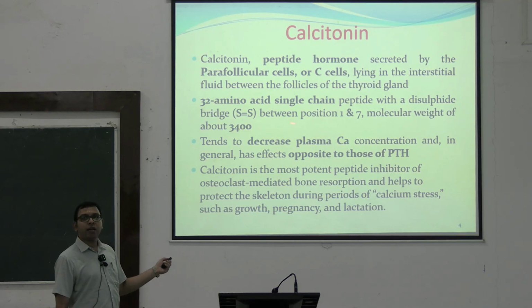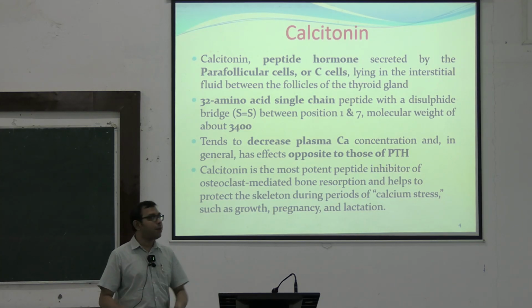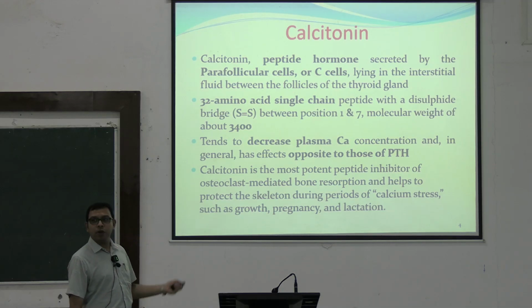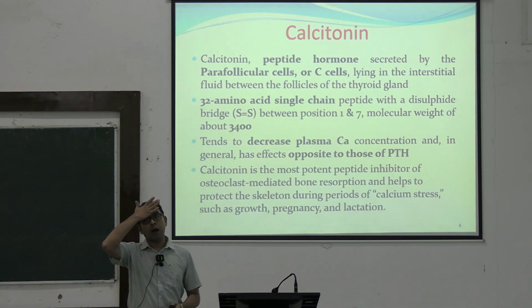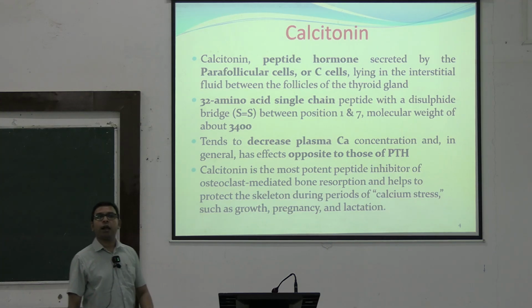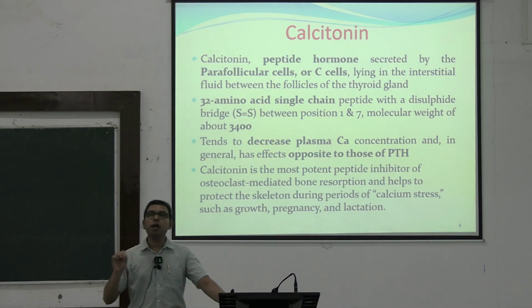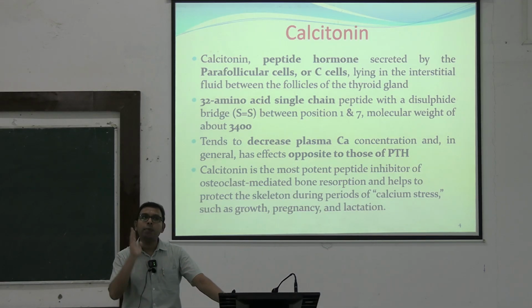Basically, this is a 32 amino acid single chain polypeptide, with a disulfide bridge between position 1 and 7 and a molecular weight of approximately 3400. It ultimately tends to decrease the plasma calcium. So more or less, in a nutshell, you can say the action of calcitonin is just the opposite of the parathyroid hormone. Parathyroid hormone always tends to increase the plasma calcium level.